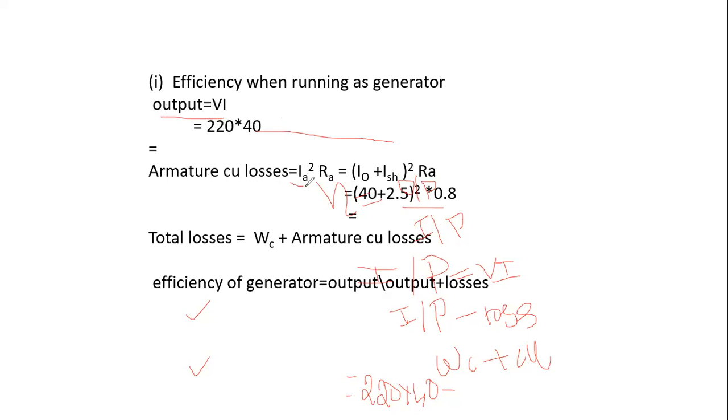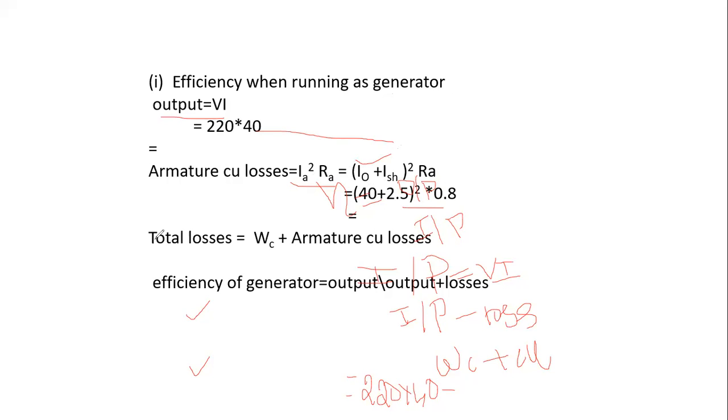Next we calculate the armature copper losses, that is IA square RA. What is the formula for the DC shunt generator armature current? In a shunt generator, the shunt field winding is connected in parallel to the armature. In the case of a DC generator, the armature current is I naught plus ISH, and the armature copper losses are I naught plus ISH whole square into RA.